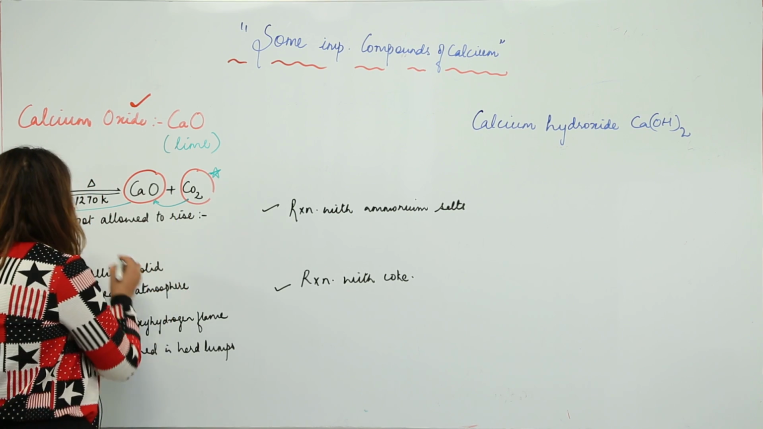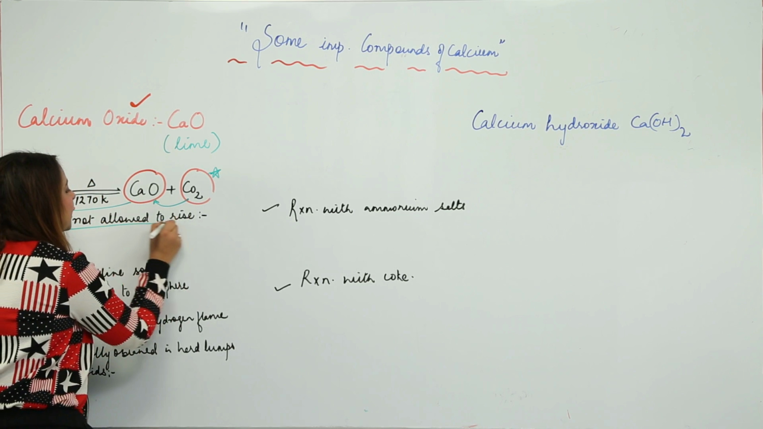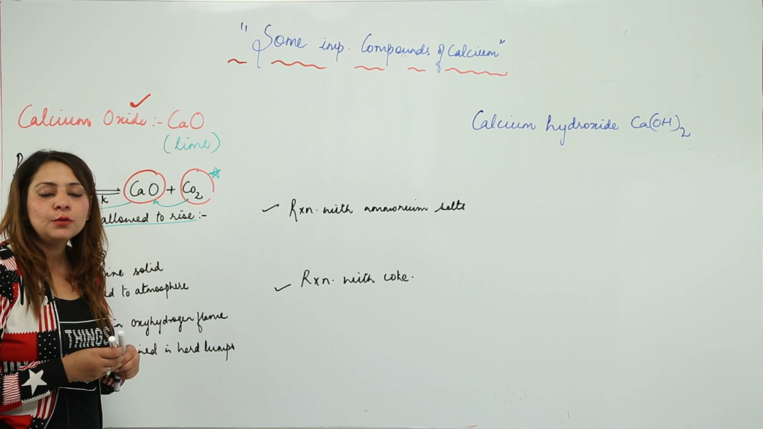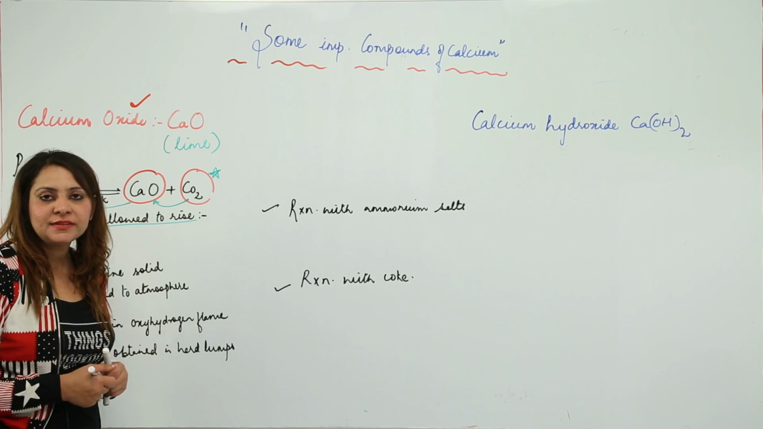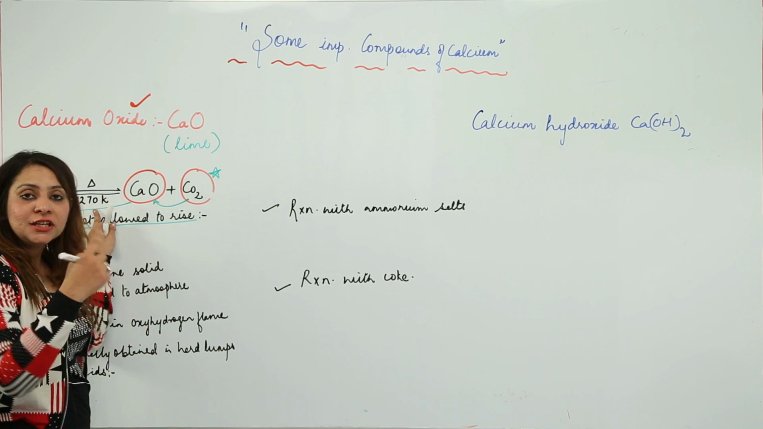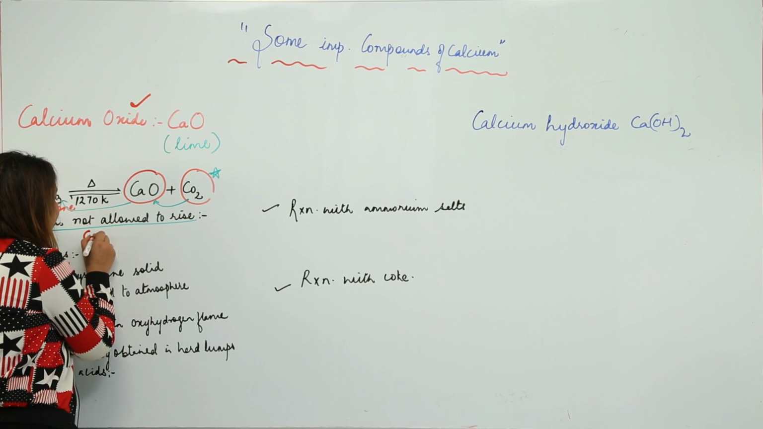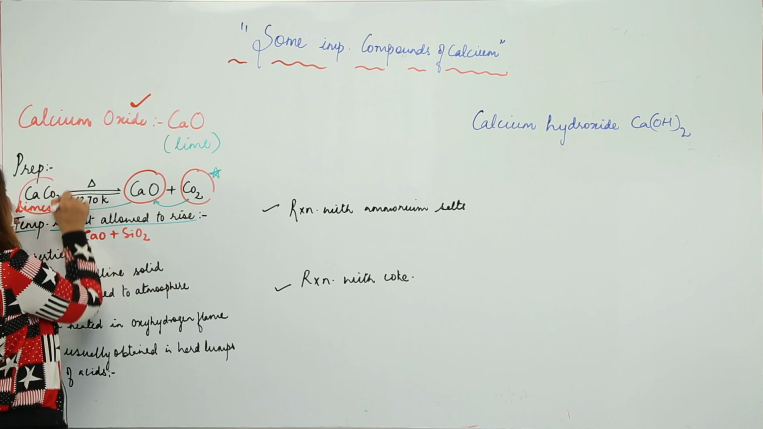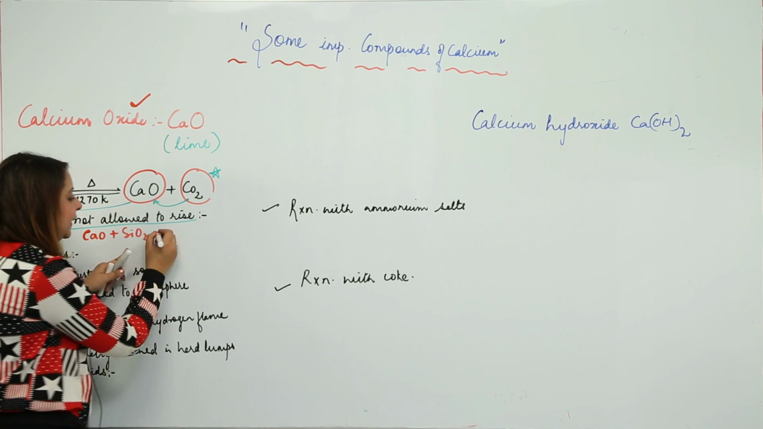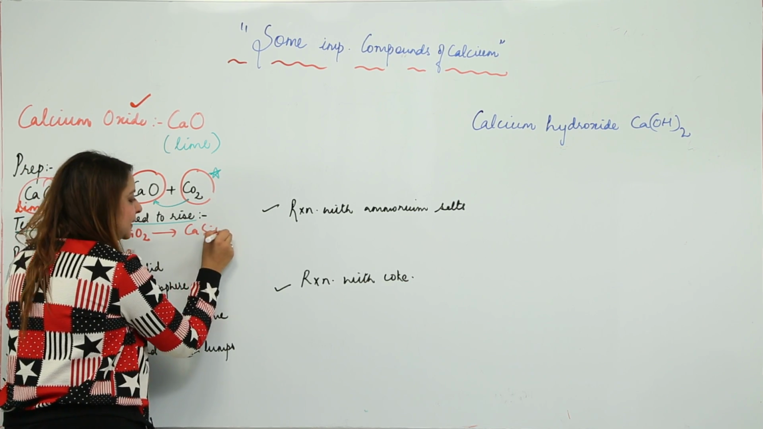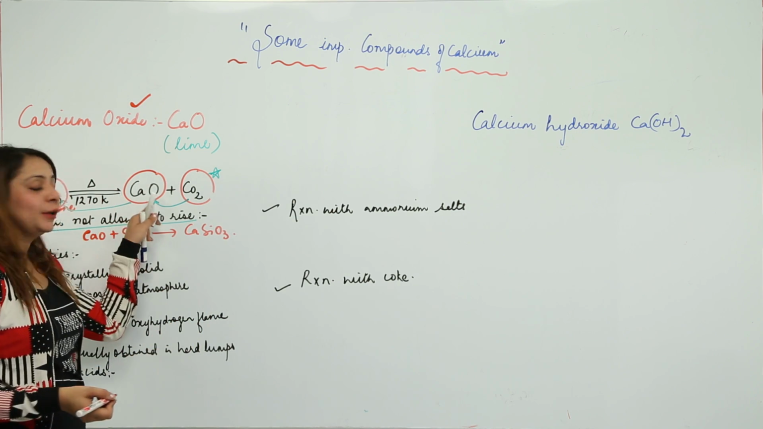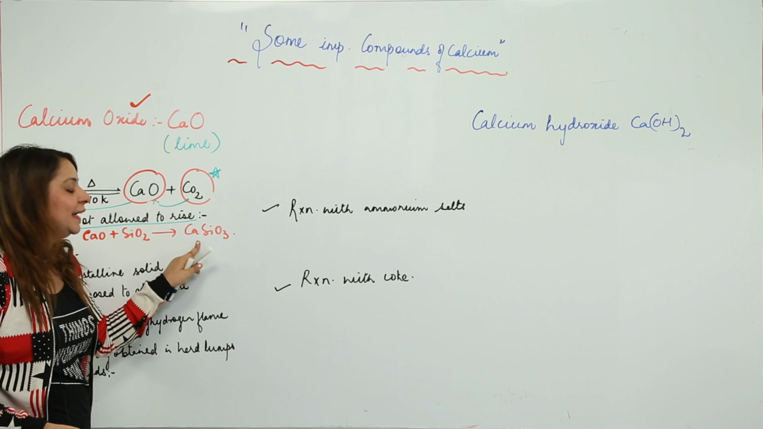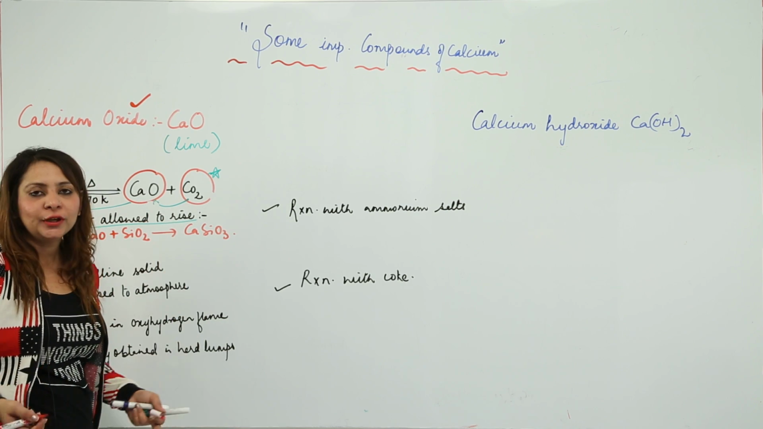The second important thing for this reaction is that the temperature should not be allowed to rise beyond 1270 Kelvin. The reason is, if the temperature rises, then what happens? The lime combines with silica, the impurity present in the calcium carbonate, to form calcium silicate. So we were looking for calcium oxide, but if the temperature exceeds that, instead of calcium oxide you will get calcium silicate, which we are not looking for.